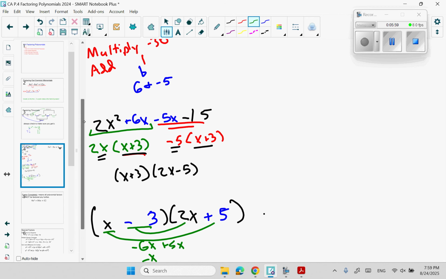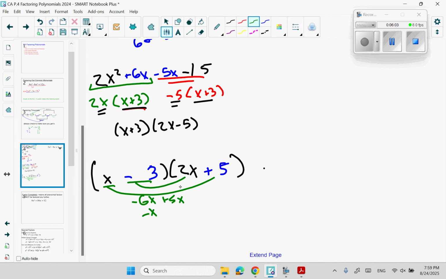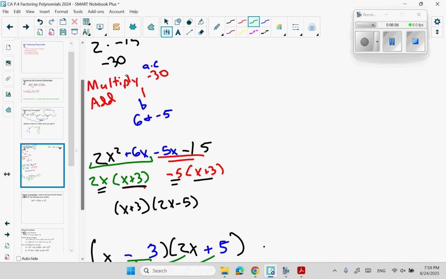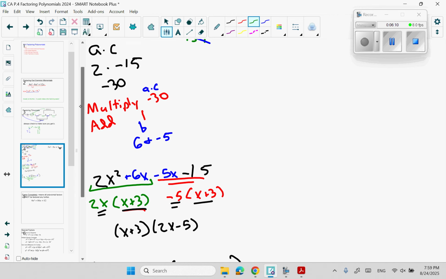So if you don't feel comfortable with the other process, you can guess and check that way. It's just that I find the structure of the other process tends to be more efficient.